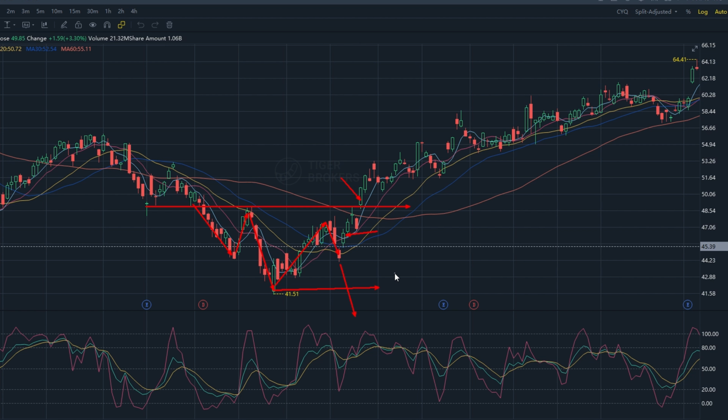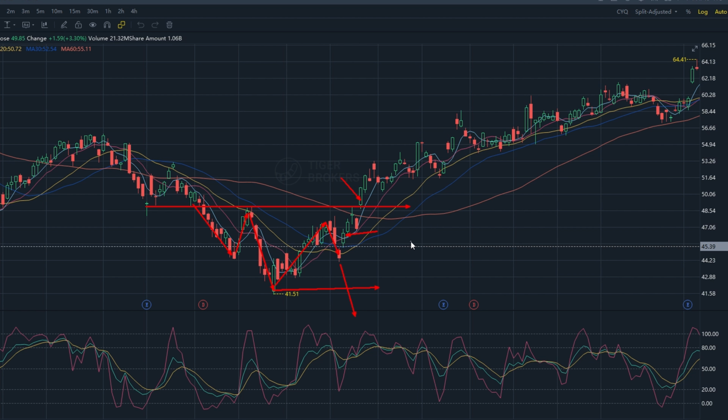Start with a small allocation. This approach is reasonable. However, the price could still drop from here. That's possible too. So this entry doesn't have the highest probability. Maybe there's only a 60% chance it works out. The odds of moving up from here are about 60%.